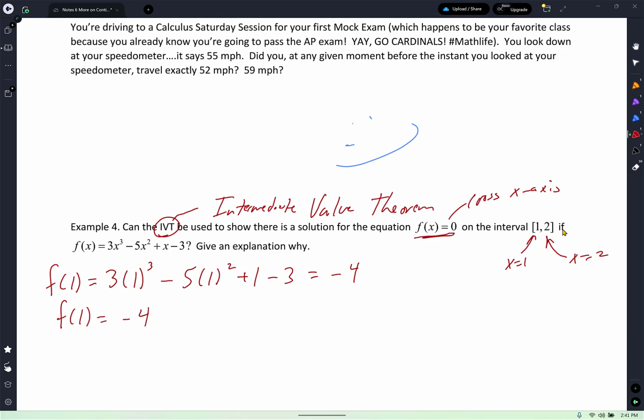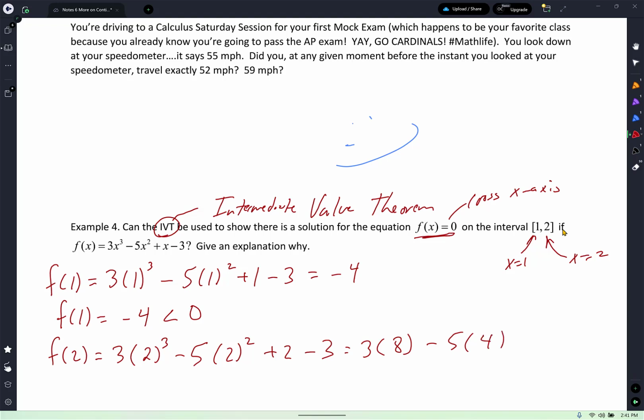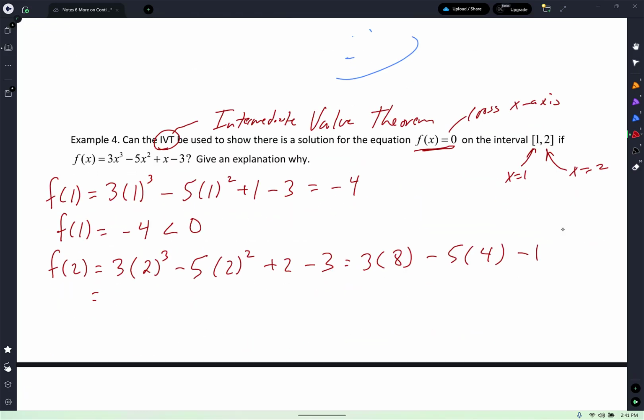All right, here we go. I'm going to write f of 2. F of 2 equals 3 times 2 to the third minus 5 times 2 squared plus 2 minus 3. Child, I can't do that without a calculator. Yeah, you can. 3 times 2 to the third, that's 8. Minus 5 times 2 squared, that's 4. And then 2 minus 3, that's minus 1. 3 times 8. 8, 16, 24. So 24 minus 20 minus 1. Okay, 24 minus 20 is 4. And 4 minus 1 is 3. So f of 2 is 3. And this is positive. And I'll wait for you guys to catch up.